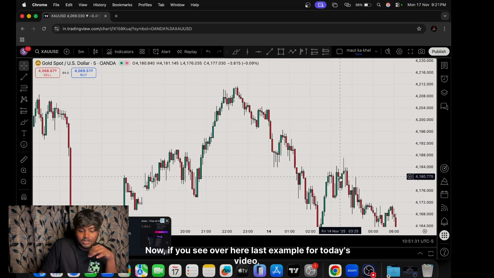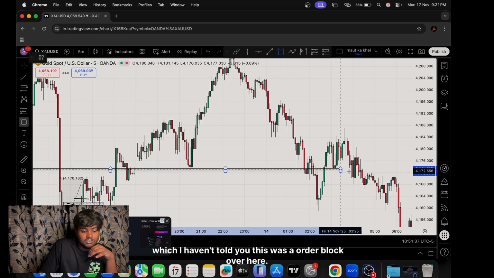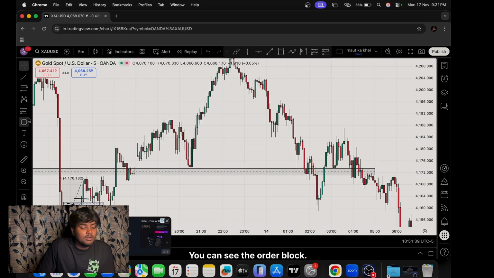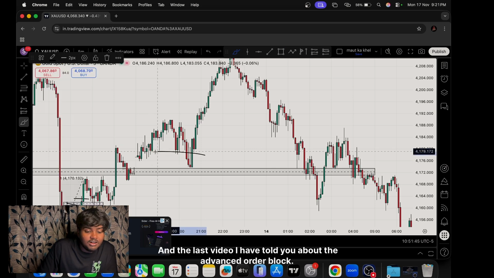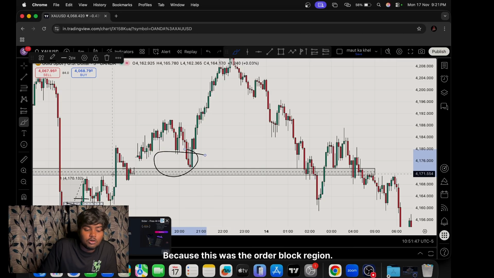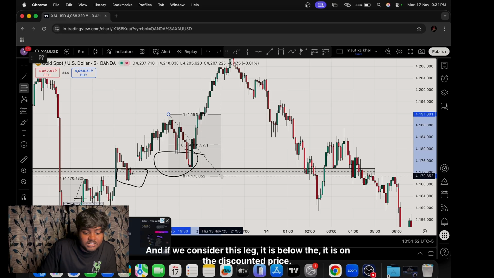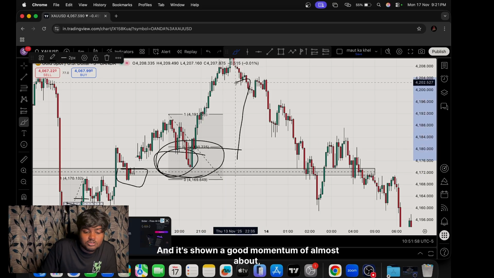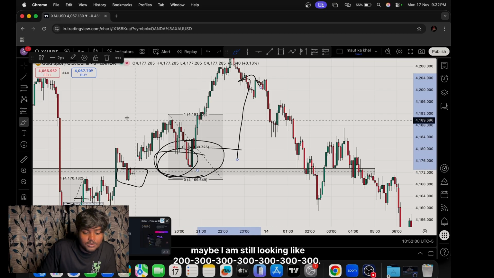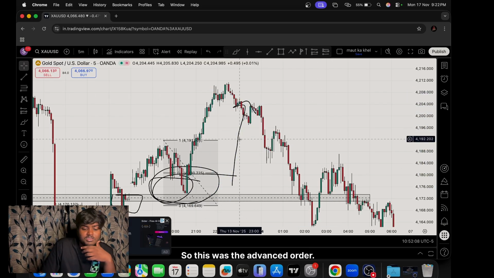Now, the last example for today's video, which I haven't told you about: this was the order block over here. You can see the order block. In the last video, I told you about the advanced order block. Maybe this formed the advanced order block over here because this was the order block region. And if we consider this leg, it is at a discounted price. It showed good momentum of almost 200 300 pips. Let's go, yeah, 360 pips.